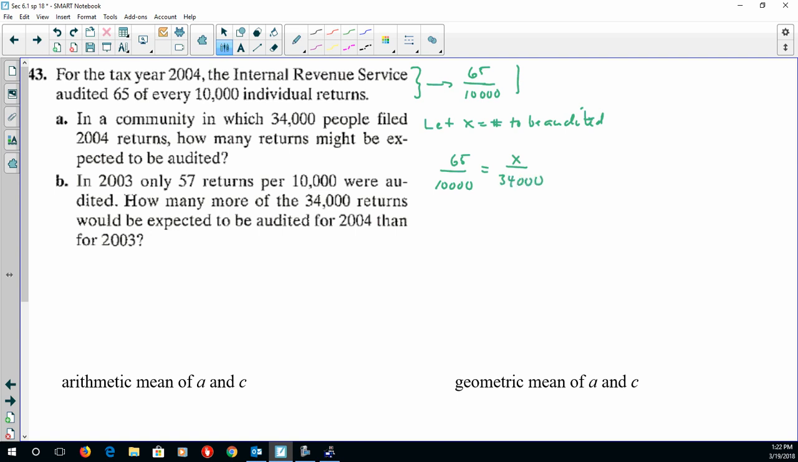Okay, so don't cross multiply. No. Just multiply everything through by 34,000. Because when I take the right side multiplied by 34,000, it's gone. Then I take the left side and multiply by 34,000. Let's see, I get 221 equals X.